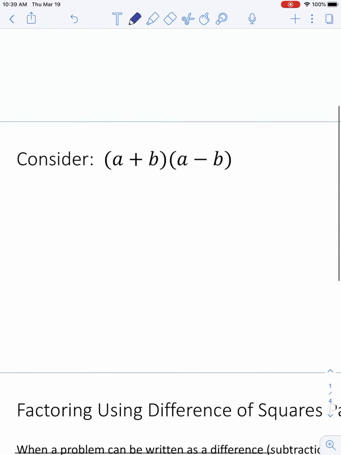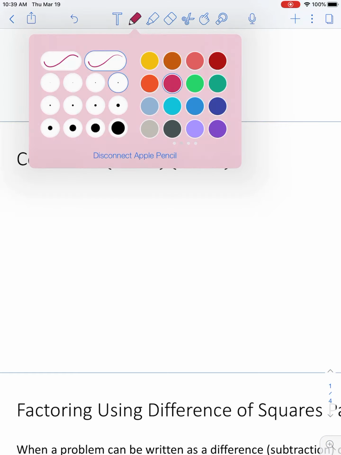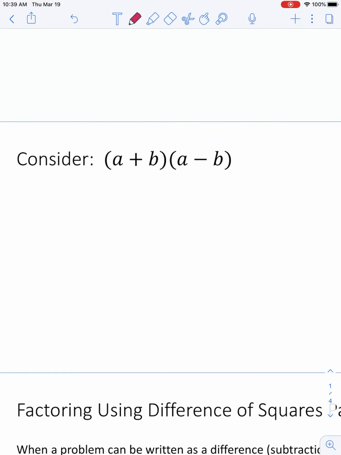So what I'm going to do to help you understand the pattern is show you the reverse of the pattern. I'm going to show you why we get the pattern in the first place. So we're going to actually distribute here to see what kind of problems we're really going to deal with. So bear with me here. We're kind of reverse engineering this pattern.